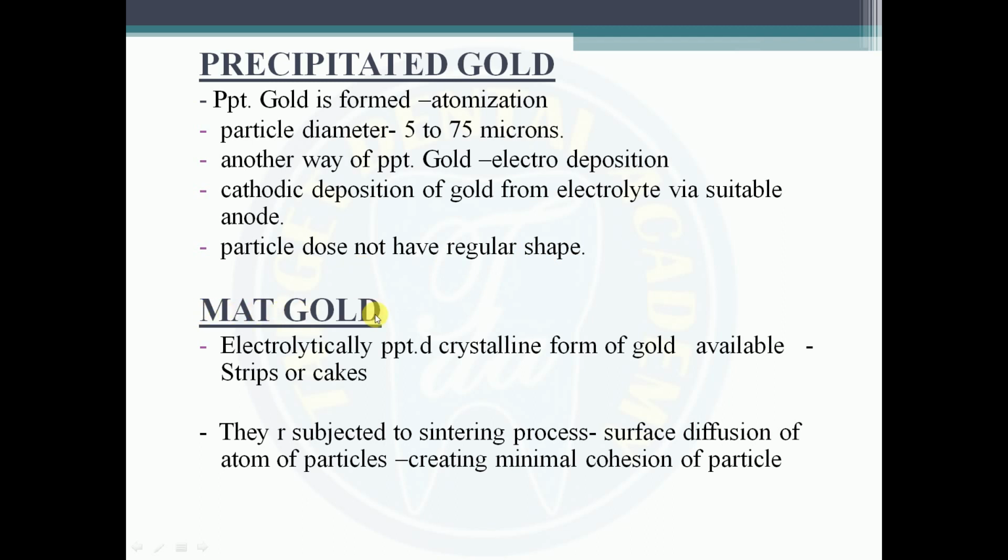Coming on to the matte gold, an electrolytically precipitated crystalline form of gold available in strips or cakes. They are subjected to a sintering process, surface diffusion of the atoms of particles, which creates minimal cohesion of particles.